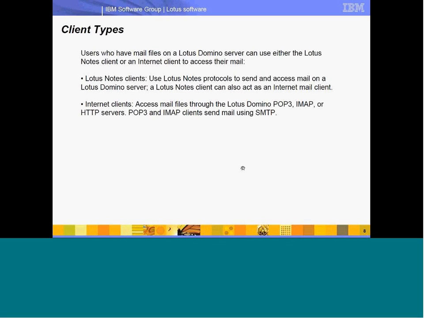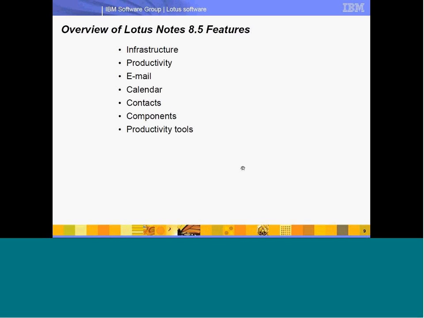And what clients are available? Client types: Lotus client, web client. We have seen all this stuff. The five features we have are infrastructure and productivity, emails, calendar, contacts, components, and productivity tools. These new features are available in Lotus Notes 8.5.